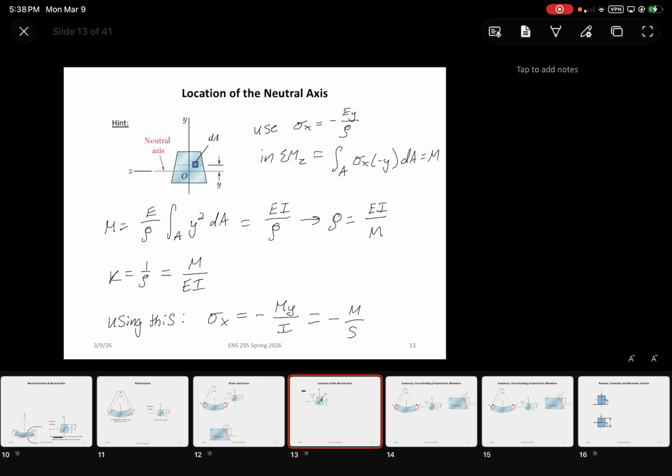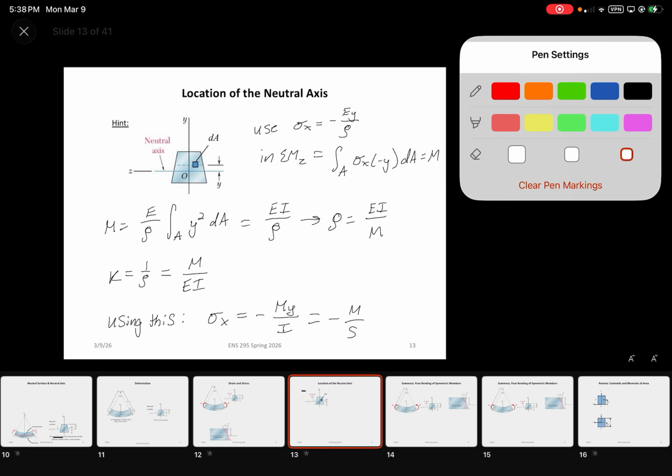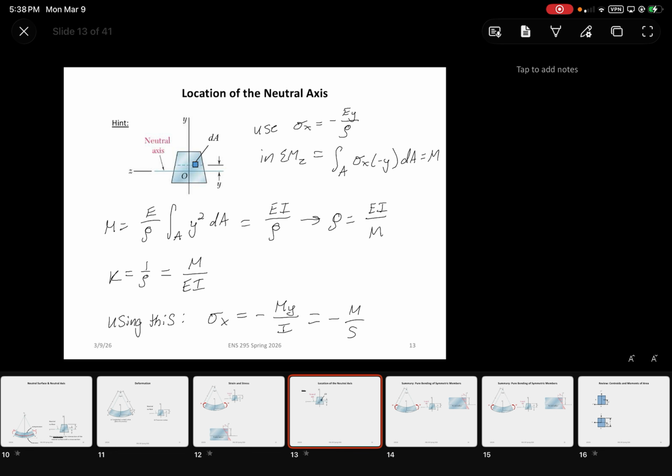Oh, my pen is not writing. Oh, there we go. Oh, I think my pen is dead. Interesting. Let me see. That's very unfortunate. I think I can use the mouse to write, but please excuse the atrocious handwriting. I'm going to try my best.